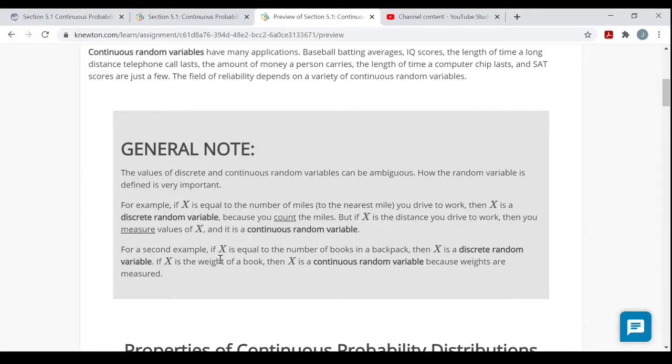For a second example, if X was the number of books in a backpack, right, then X is a discrete random variable. Like this person has 2 books, 5 books. It's something that can be counted. 1, 2, 3, 4, no books. But if X was the weight of a book, then X is continuous, because weights are measured, right? Again, a good rule is if you need a special instrument to determine your values, it's more than likely a continuous random variable, something that needs to be measured. Like you would need a scale to measure the weights of these books.